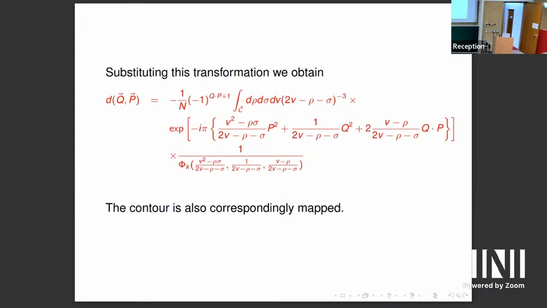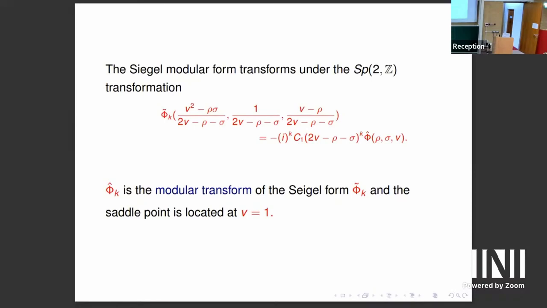Yeah, it's similar to the eta function. When you do the eta function, you deform the contour. Usually it's just a circle, but then you deform it. And that's how you find the saddle point. And it's convenient to go to the modular transform of the eta function. And in fact, when you do that, there is a constant which comes in.